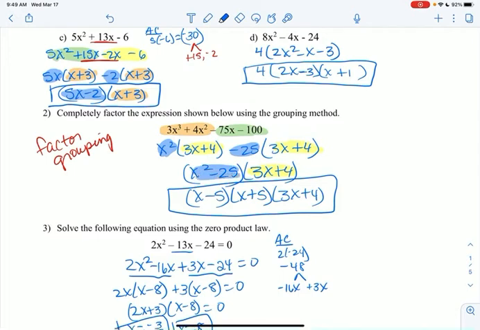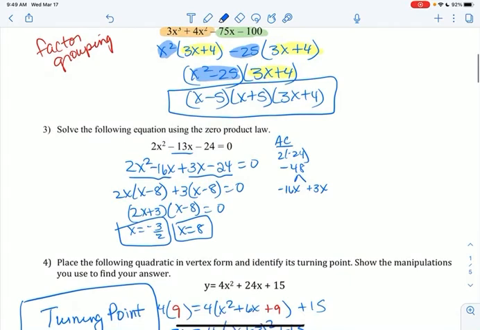This one, though, has another kind of factoring because x squared minus 25 is the difference of two perfect squares. It factors to x minus 5 and x plus 5.